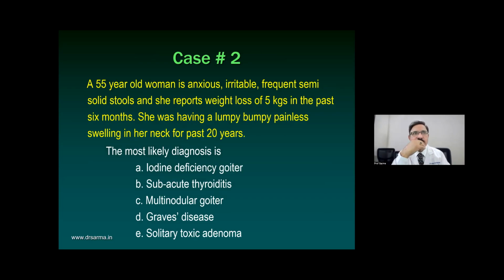A 55-year-old woman is anxious, irritable, has frequent semi-solid stools, and reports weight loss of 5 kgs in the past 6 months. She has had a lumpy swelling with pain in her neck for the past 20 years. The most likely diagnosis is.